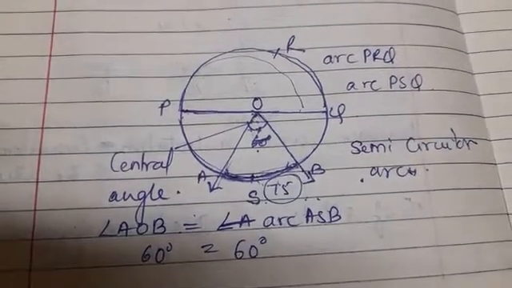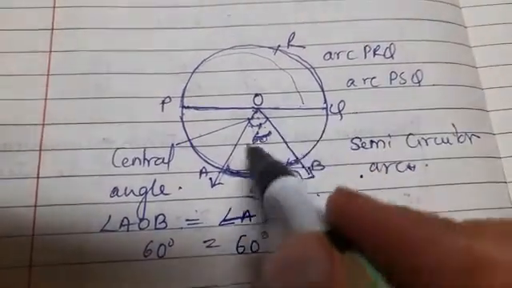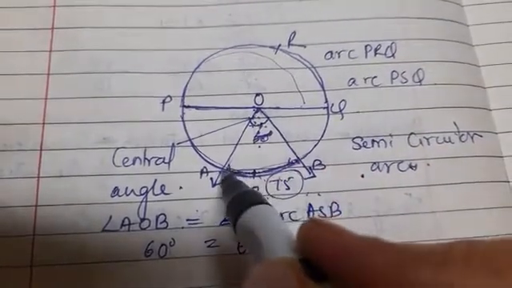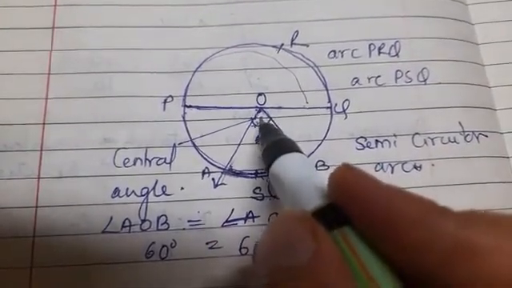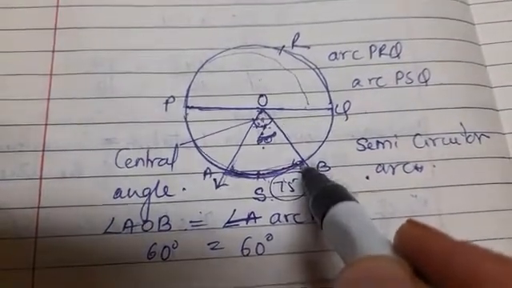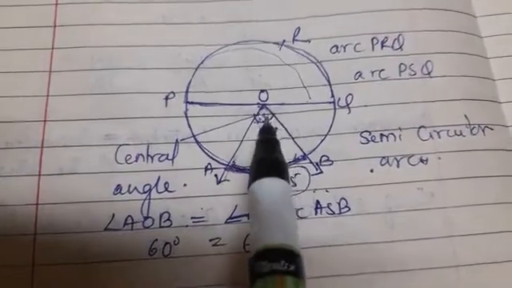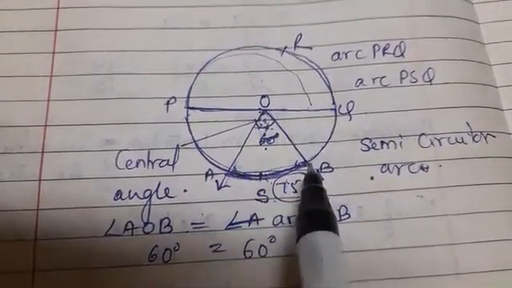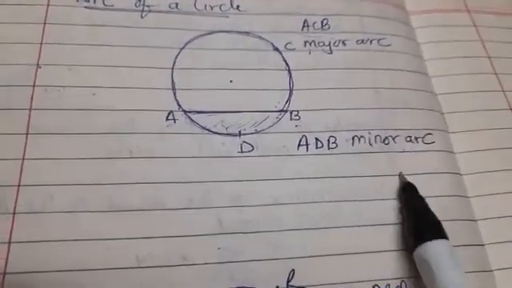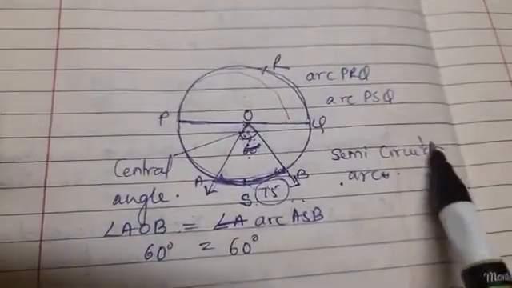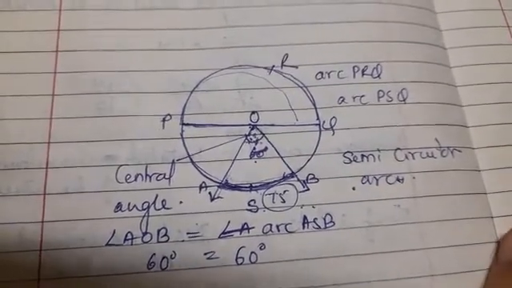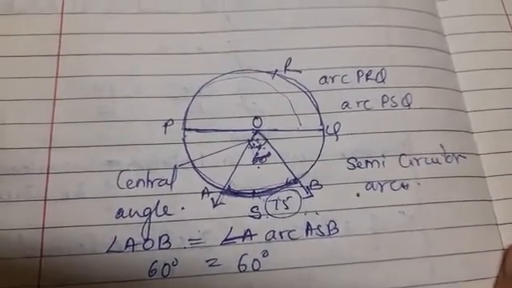The measure of the angle subtended at the center by an arc is taken to be the measure of the arc. I repeat, the measure of the angle subtended at the center by an arc is taken to be the measure of the arc. That is, whatever the measure will be here, the same measure will be here. Okay, so we studied about major arc, minor arc, semicircular arc, central angle, and how their measurement can be seen. Please revise this video.